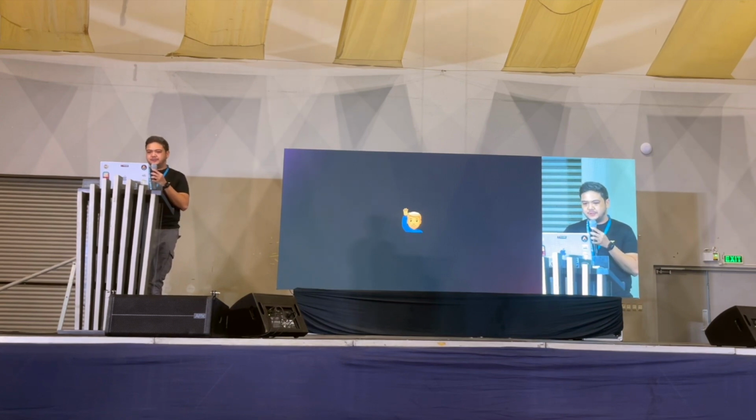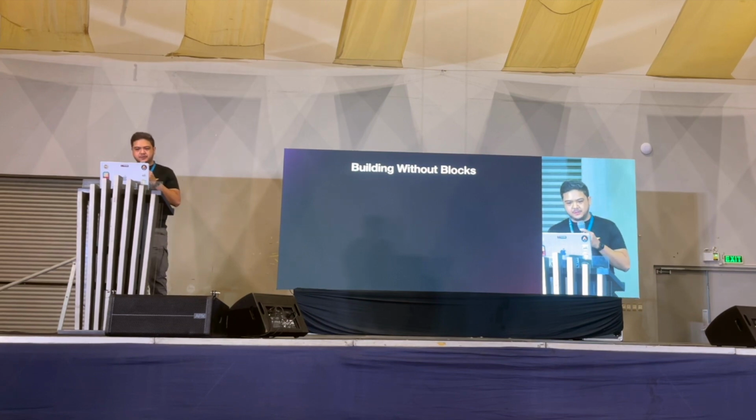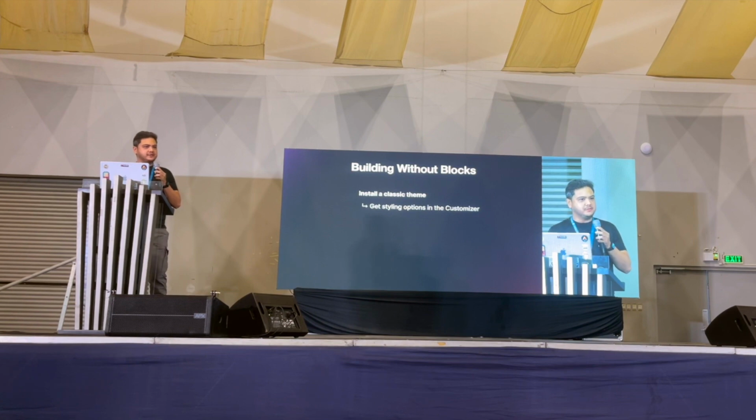Okay. So what is our typical process when building a WordPress site without using blocks? Usually, you first install a classic theme, and you get new styling options in your customizer. That's the usual process. You go into the customizer and start tinkering around, and then you figure out that it's a bit lacking or you want more.